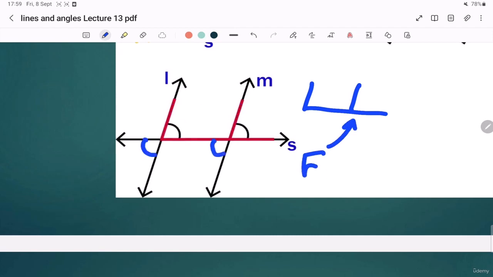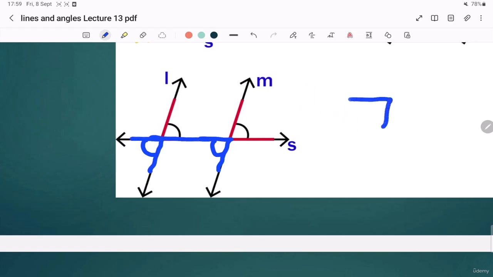This angle and this, these both are corresponding angles. This angle is formed like this and this angle is like this. Now join them, you are getting something like this. This is again an F shape. Therefore these two angles are also corresponding angles.